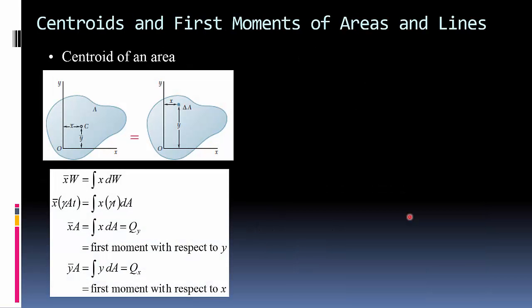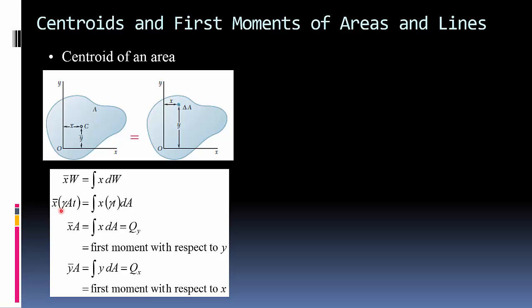Okay, centroids and first moments of an area and a line. Let's look at an area. So consider our plate that we just had, right? So x bar times the weight is the integral of x dw. If this is a thin, homogeneous plate, then the weight can be calculated by the area times its thickness, which gives it a volume, and the volume times the specific weight, and the specific weight is the weight per unit volume, right?